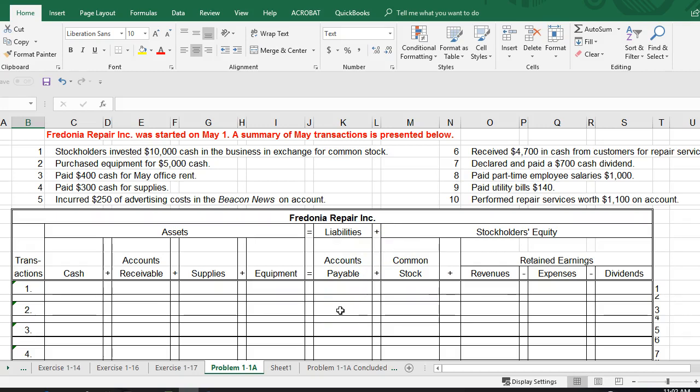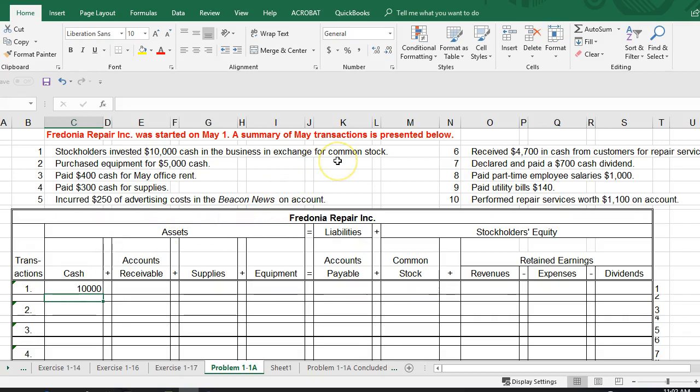So let's get started. Number one, it says that the stockholders invested $10,000 cash in the business in exchange for common stock. So the first question you always want to ask yourself: what type of accounts are being involved in each of these business transactions? They invested cash into the business, which means that the cash account, which is an asset, is going to increase by $10,000. Now, if the cash account increased, what caused the cash account to increase?